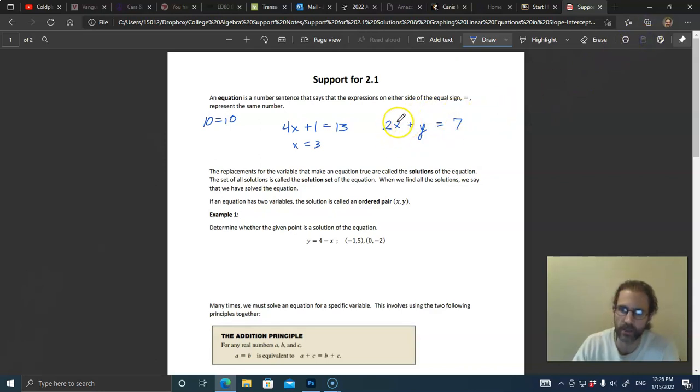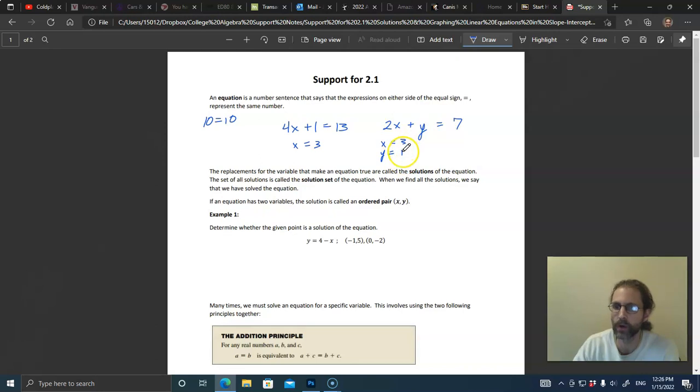But as you can see, since we have two variables, the solution would end up being two different numbers. We'd have a number for x and a number for y. So x might be 3 and y might be 1. And you could check this. You plug in 3 for x, 2 times 3 is 6. If you plug in 1 for y, you get 1. So 6 plus 1 is equal to 7.